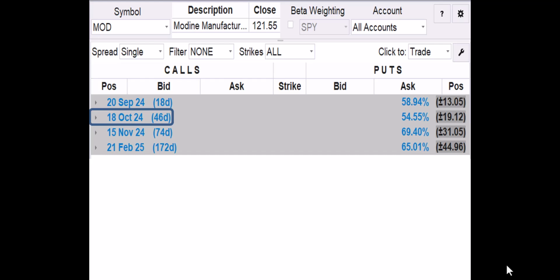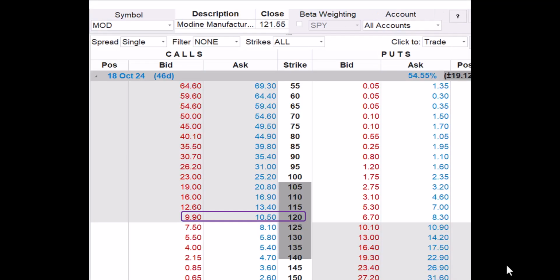MOD has 4 option chains to choose from. We're going to use the October 18 option chain. Right now, the October 18 options have 46 days to expiration. Here's most of the MOD option chain for October 18. MOD closed at 121.55 on Friday. That means any calls on the list from 55 to 120 are in the money.